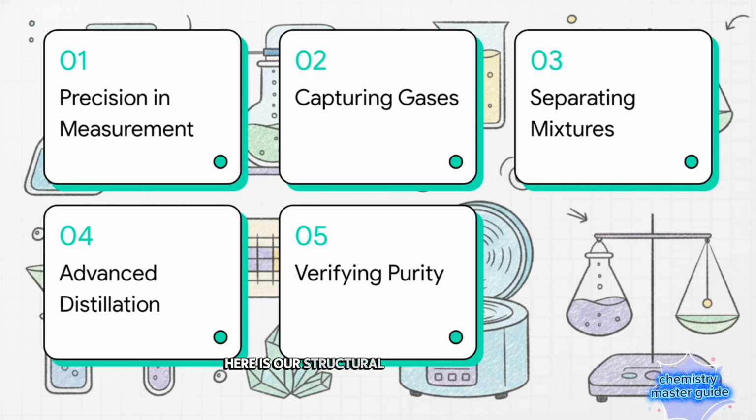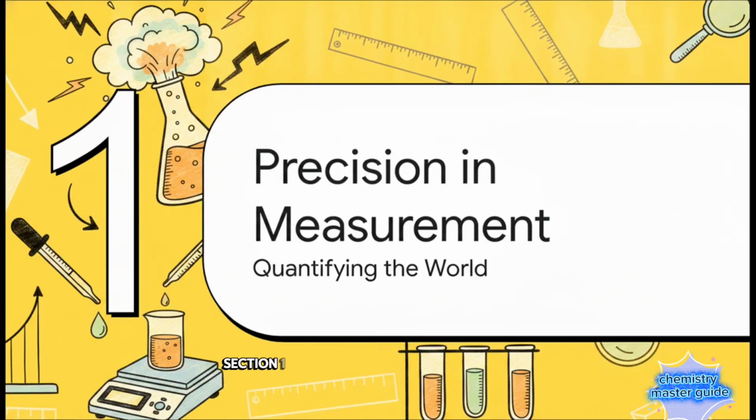Here is our structural roadmap for today. 1. Precision in measurement. 2. Capturing gases. 3. Separating solids and liquids. 4. Advanced distillation. And 5. Verifying purity.